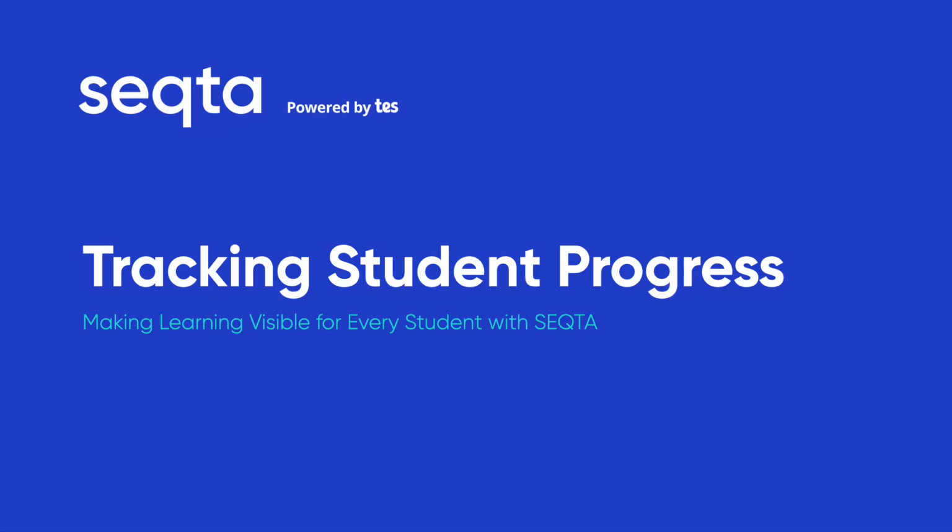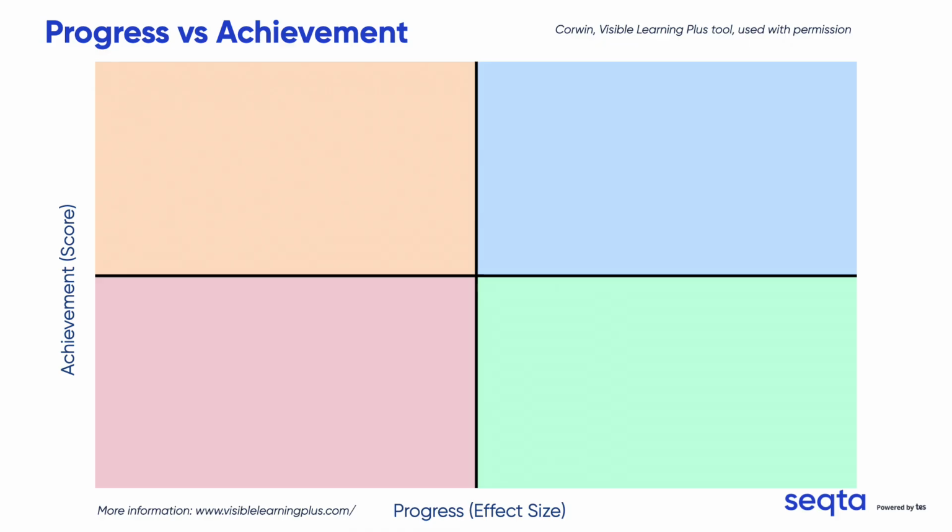SEQTA can make tracking student progress visible and easy to understand from a teacher's perspective. So let's see how it can be done. I've come into a progress versus achievement grid, and this is available on the Visible Learning Plus website, and they've given us permission to show this here.